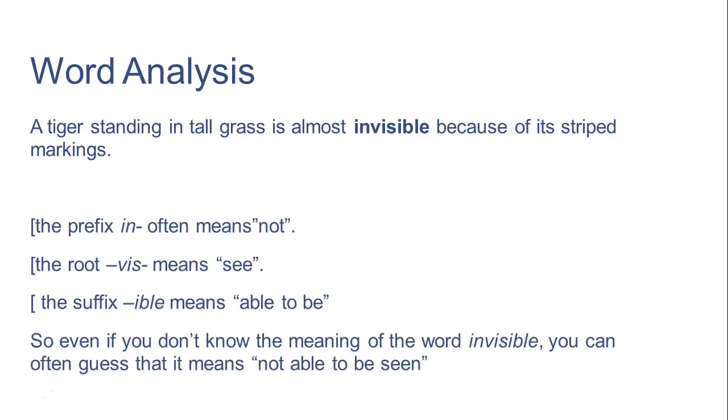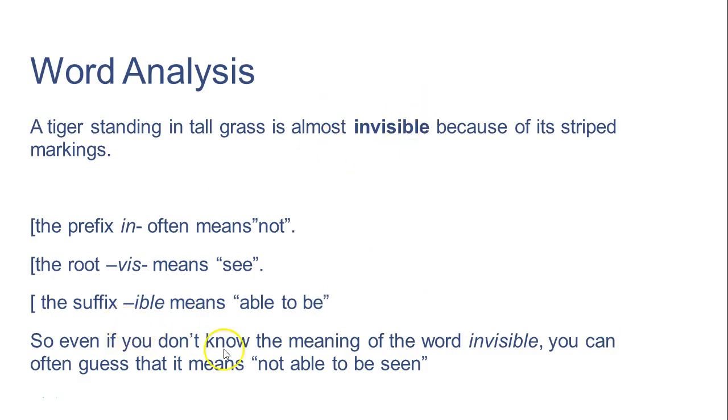The prefix in means not, right? So the word visible means able to see. Here the word invisible is going to mean the opposite to visible. So in the middle of the word we have the root vis, which means see. So in, vis, able: in means not, vis means see, and the suffix able means able to be.